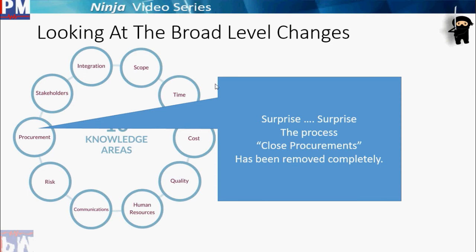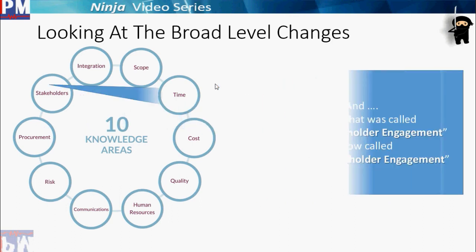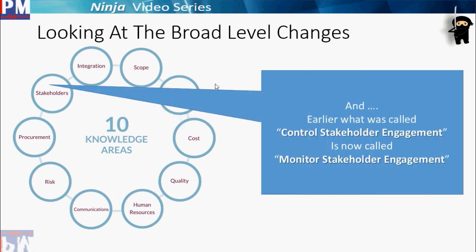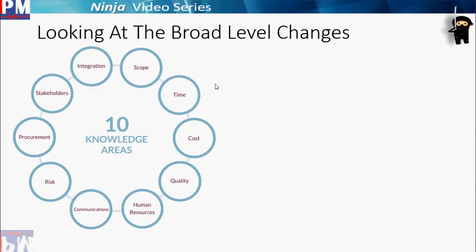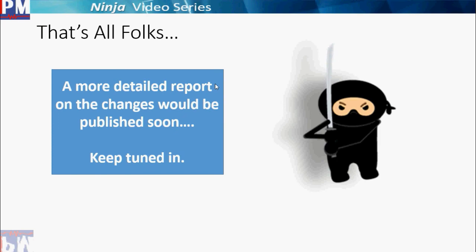Moving on to procurement. Surprise, surprise. The process Close Procurements does not exist anymore. I mean, it does not exist in procurement, nor does it exist anywhere in PMBOK 6th edition. It has been removed completely. All the provisions which used to be part of Close Procurements are now part of Control Procurements. The last knowledge area, stakeholders. There's a process which was called Control Stakeholder Engagement, now called Monitor Stakeholder Engagement, and apart from that, nothing has changed. So that was for the broad level changes for the PMBOK 6th edition.